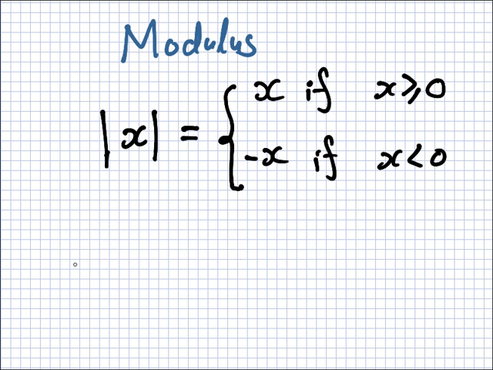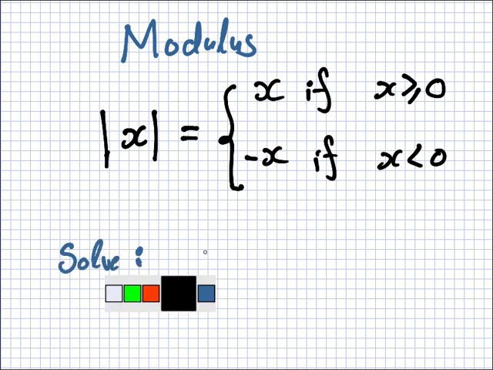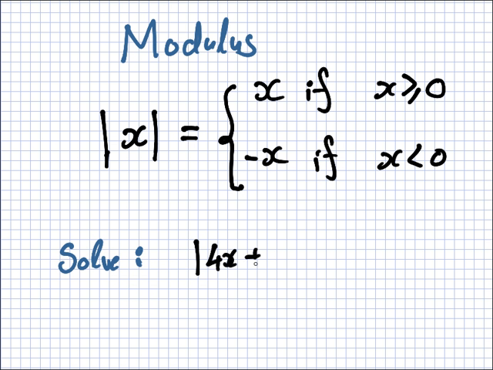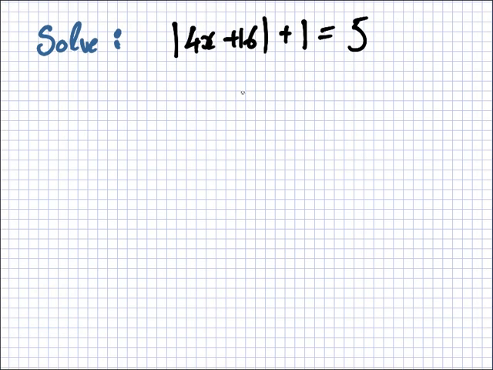Okay, so now the next thing is how do you solve? For example, if I said modulus 4x plus 16, plus 1, equals, I don't know, 5 or whatever. How could I solve this? There's two ways to solve it. Yes? Just firstly move the 1. Firstly move the 1.